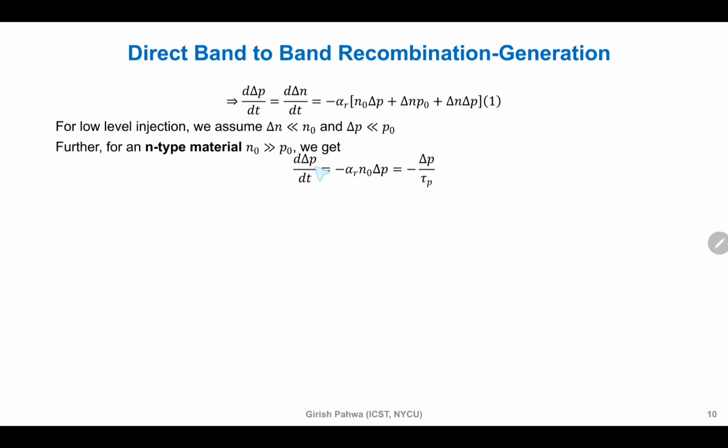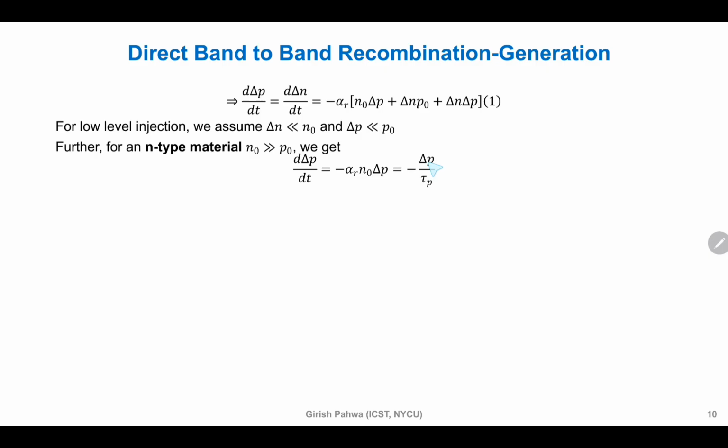I get this. So d delta P by dt, equal to d delta N by dt also, I haven't written it, is equal to minus alpha r into N naught into delta P. Let me call the inverse of alpha r into N naught as some tau P. So this has a dimension of inverse of time, because you have concentration here and time here, so there should be a time here for dimensional consistency. Tau P is some kind of a time constant.